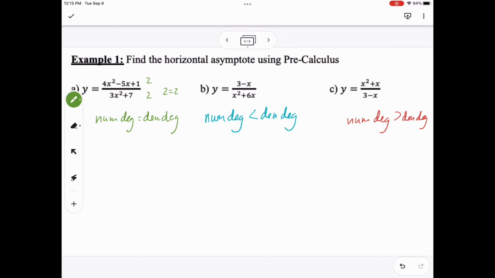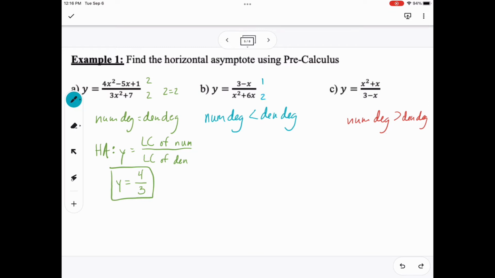Now, one thing we want to tie into is something that we did in pre-calculus. When we were graphing rational functions, we always talked about where our horizontal asymptotes are going to be, and one of the things we did was look at the exponents. When they were equal, we took the leading coefficient of the numerator divided by the leading coefficient of the denominator. Like in example A, I get 4/3.